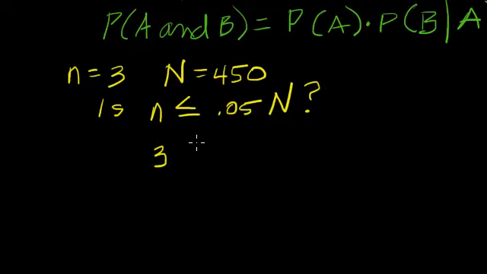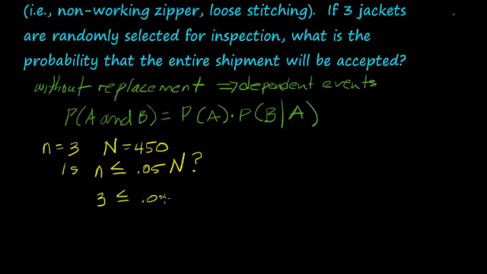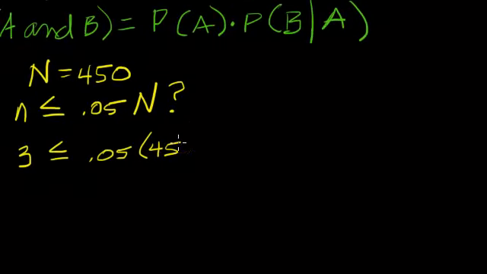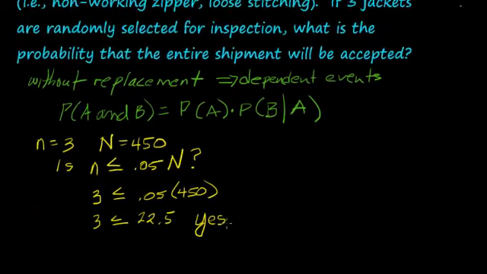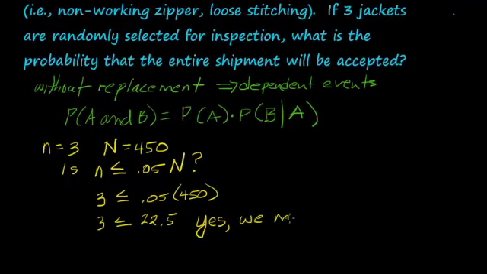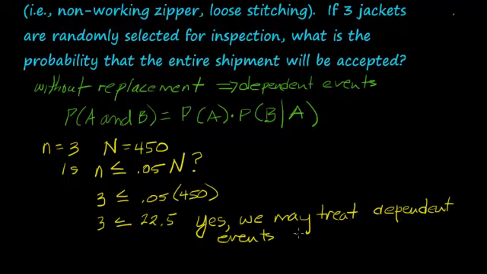Let's plug in what we know. 3 less than or equal to 0.05 times 450. That's the question. Is this a true statement? 3 less than or equal to, well, 0.05 times 450 is 22.5. So, yes, 3 is less than 22.5, so we may treat dependent events as independent events.